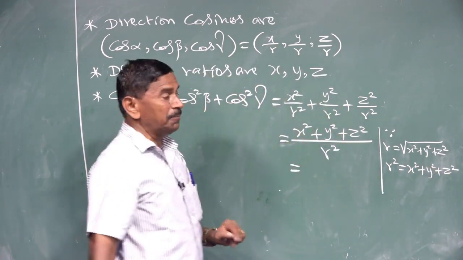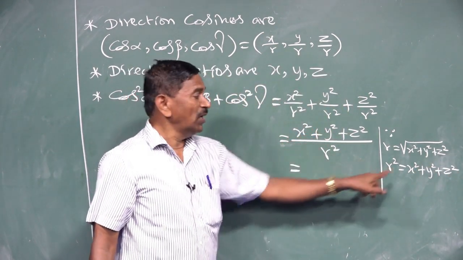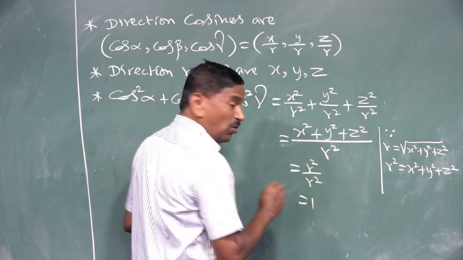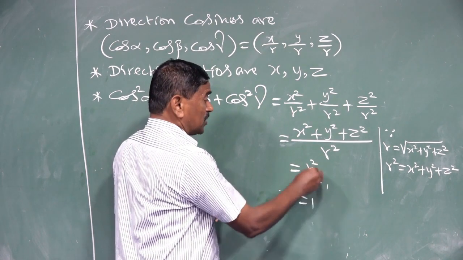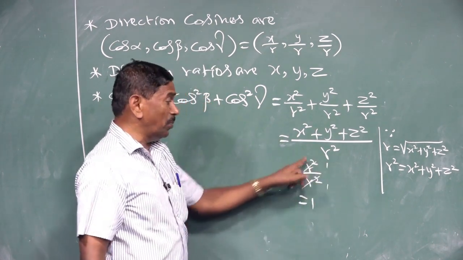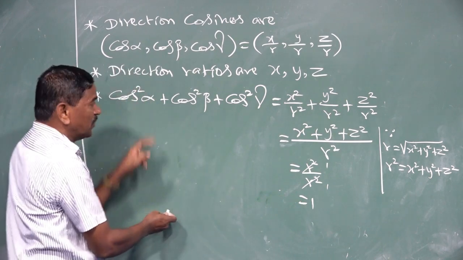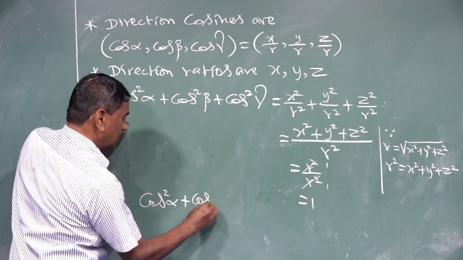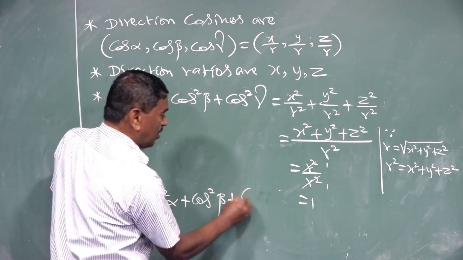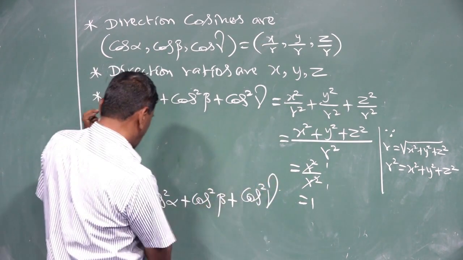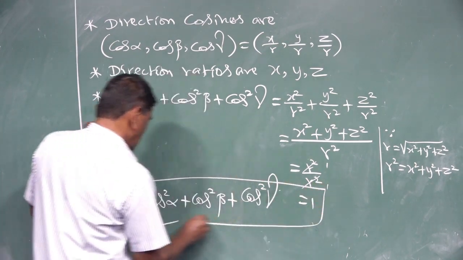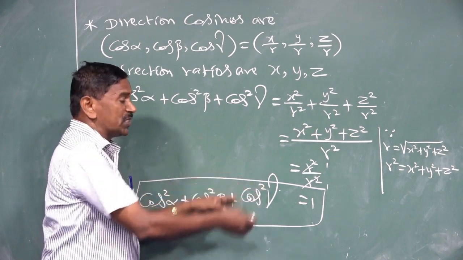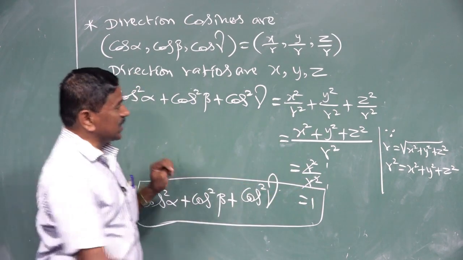Come to the numerator. What is the numerator? The numerator equals r square. So r square divided by r square is equal to 1, because 1 time of r square and 1 time of r square cancel. What is the LHS? The LHS is cos square alpha plus cos square beta plus cos square gamma, which is 1. Listen, the sum of the squares of the direction cosines is equal to 1. So this is one result.